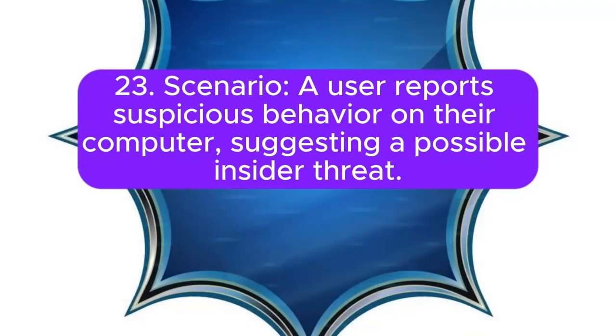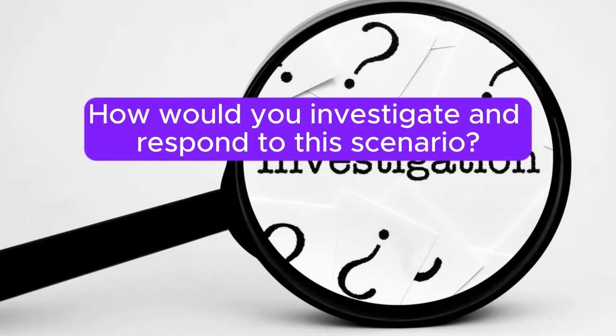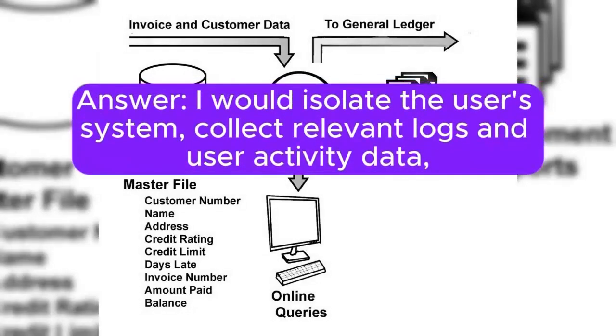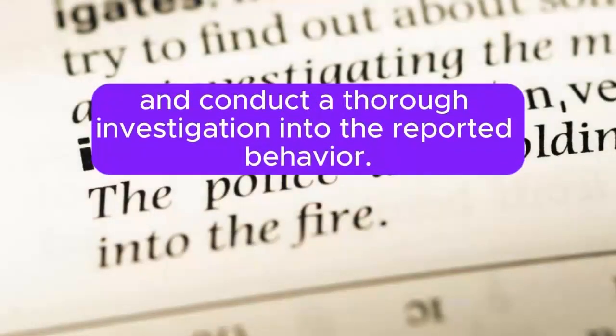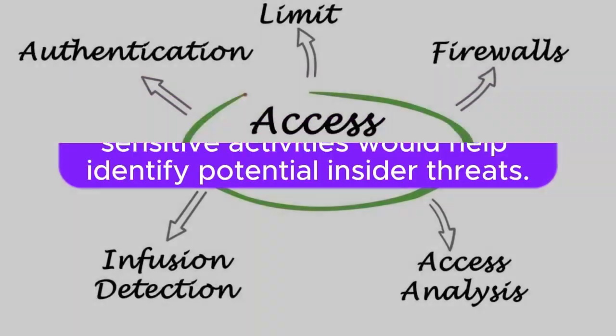23. Scenario: A user reports suspicious behavior on their computer, suggesting a possible insider threat. How would you investigate and respond to this scenario? Answer: I would isolate the user's system, collect relevant logs and user activity data, and conduct a thorough investigation into the reported behavior. Analyzing user access patterns, communication, and involvement in sensitive activities would help identify potential insider threats.